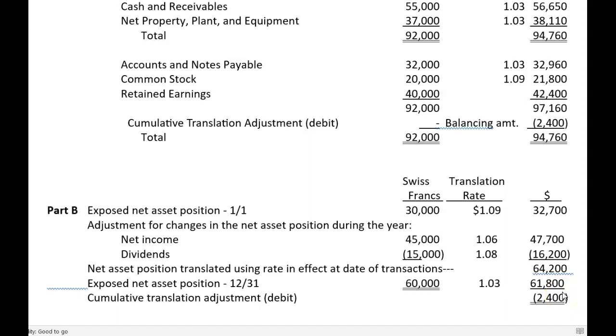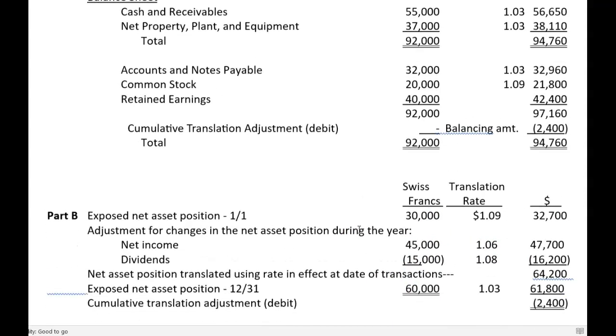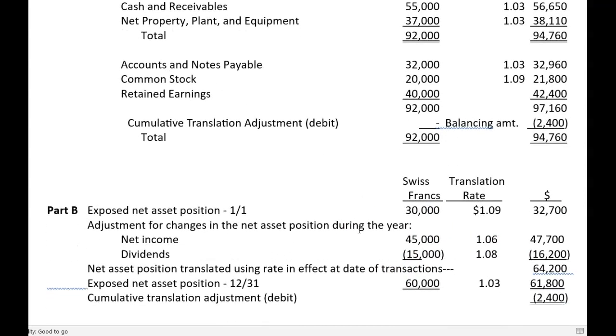For more information on translation and some of the theory behind what rates are used, go back and read a little bit more in chapter 12 in the textbook, but this should take you through the mechanics of this problem.